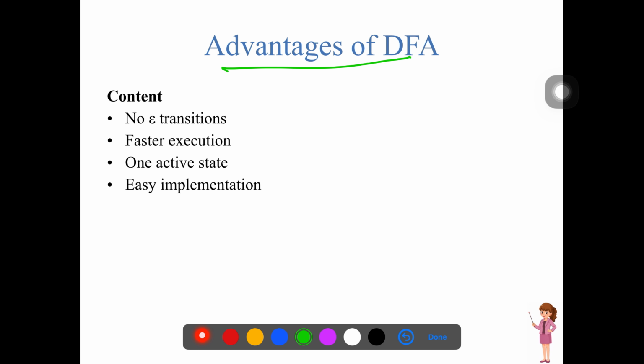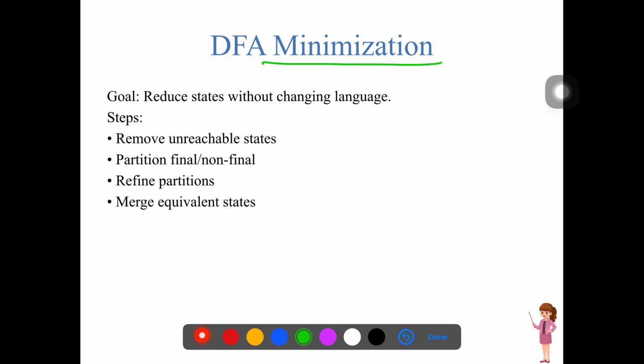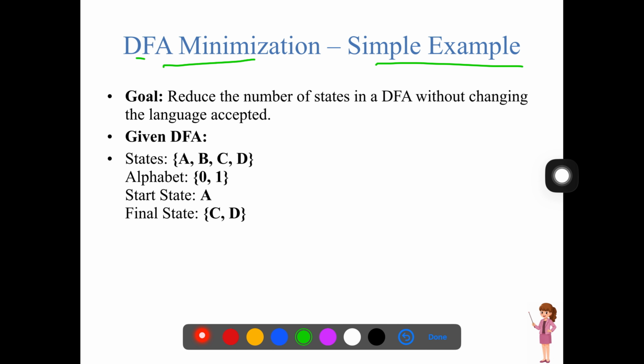DFA minimization. The main agenda or goal is to reduce the states without changing the language, which removes the unreachable states and partitions the final and non-final states. It defines the partition and merges the equivalent states. Let's go into detail with an example so we understand. The goal is to reduce the number of states in the DFA without changing the language accepted.